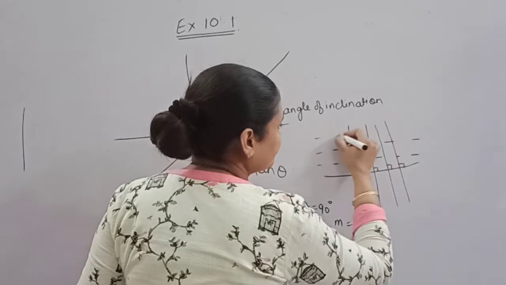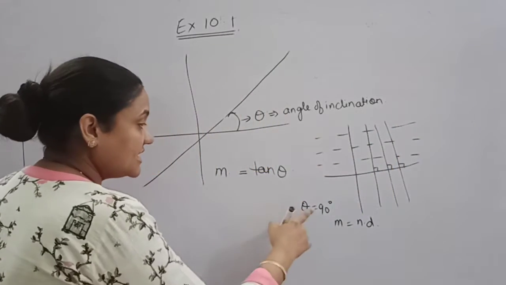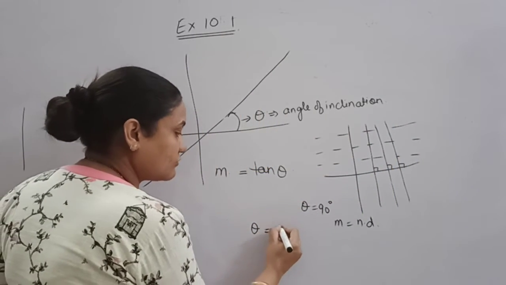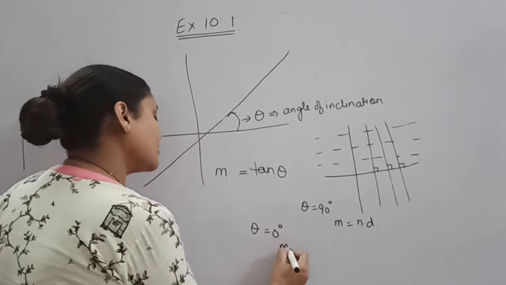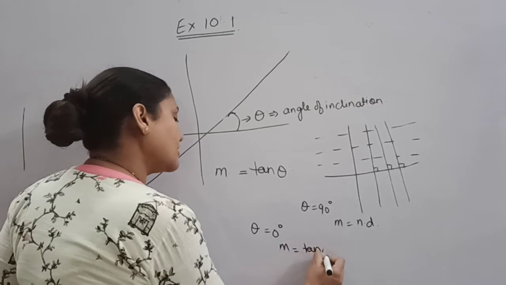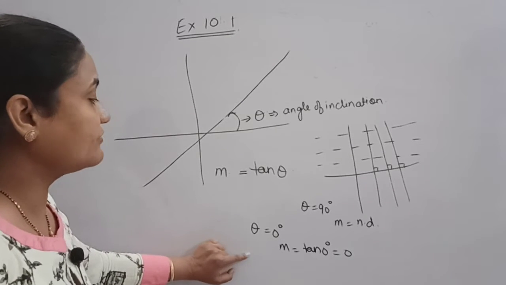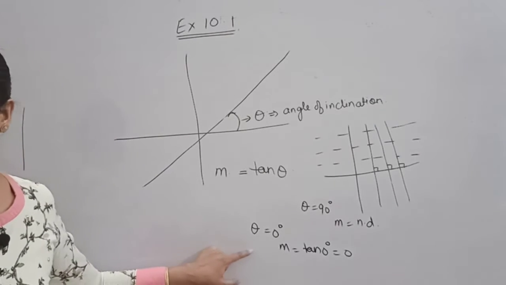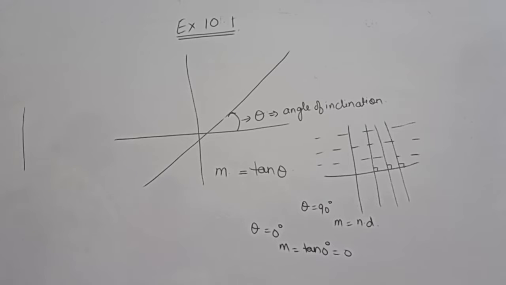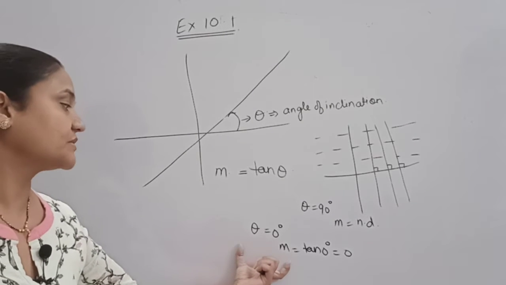Now the lines parallel to the x-axis. In this case, theta is equal to what? 0 degrees. So the slope is equal to tan 0 degrees, which is equal to 0. It means the slope of the x-axis and the lines parallel to the x-axis is equal to 0.